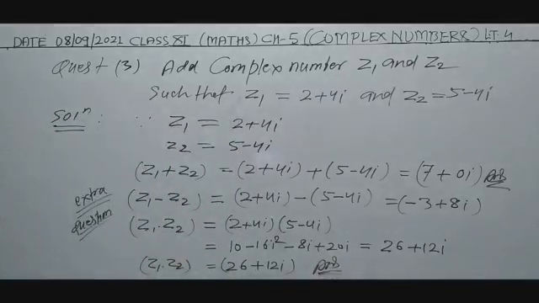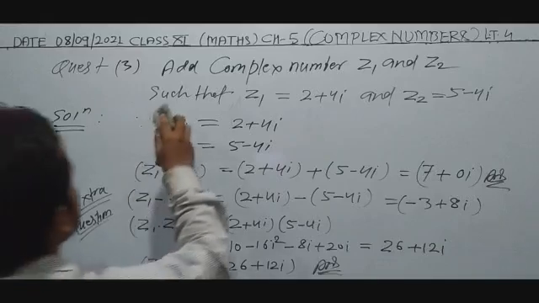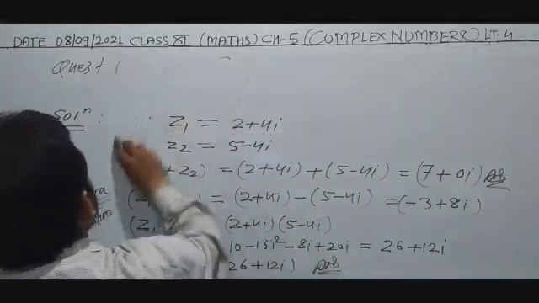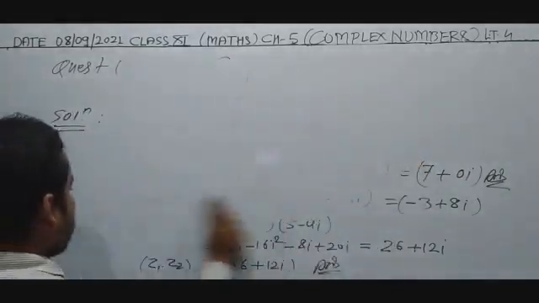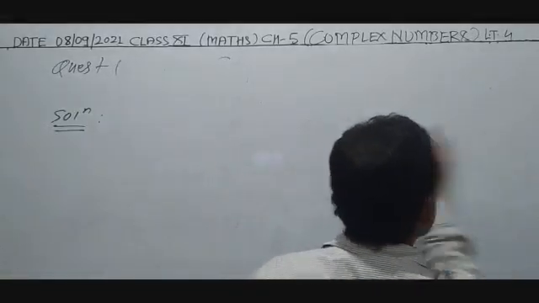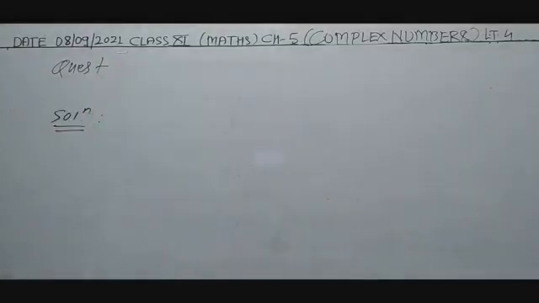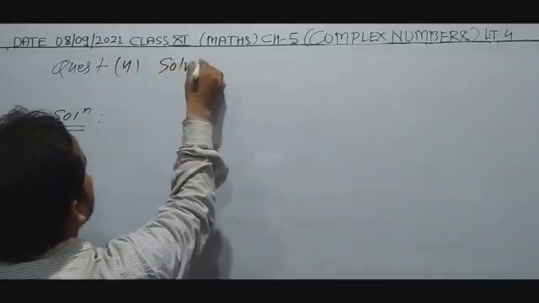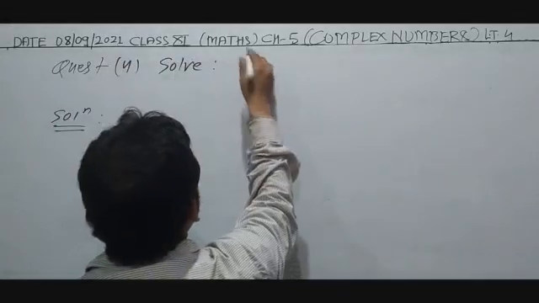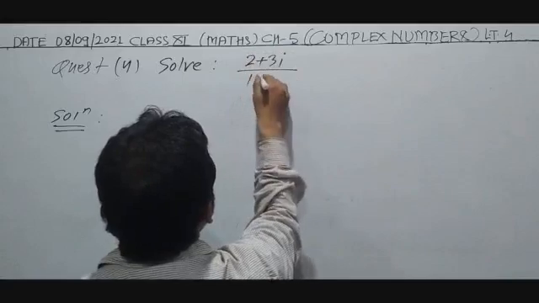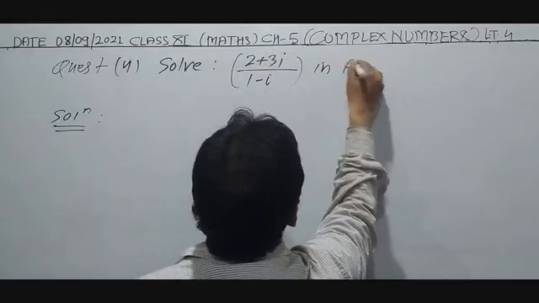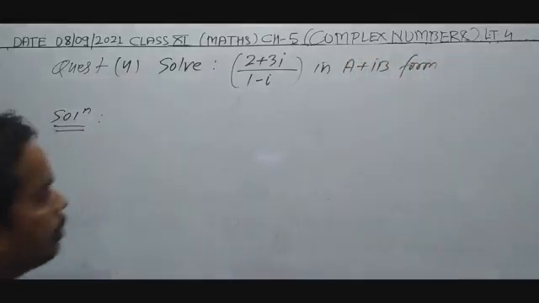Now come to the next question. The next question is question number 4. Question number 4 is, solve 2 plus 3i upon 1 minus i in a plus ib form. We have to solve.